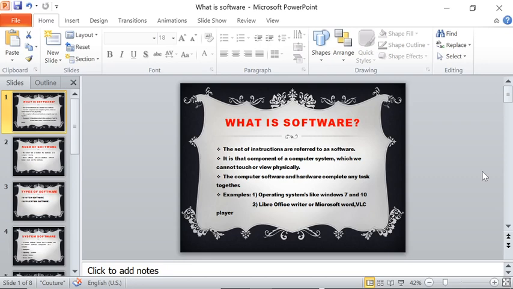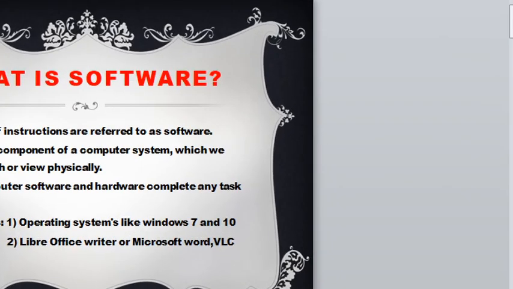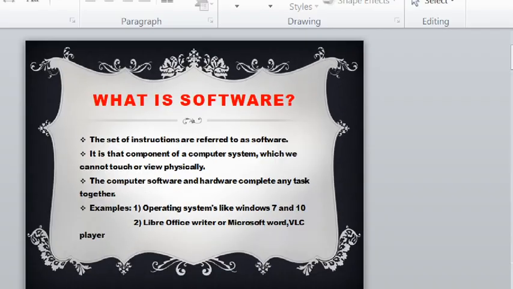Now let us see the concepts, what is software and types of software in this video. Now let us see. Here we have what is a software. See here, the set of instructions are referred to as software. That means software is nothing but a set of instructions, we are calling it software.